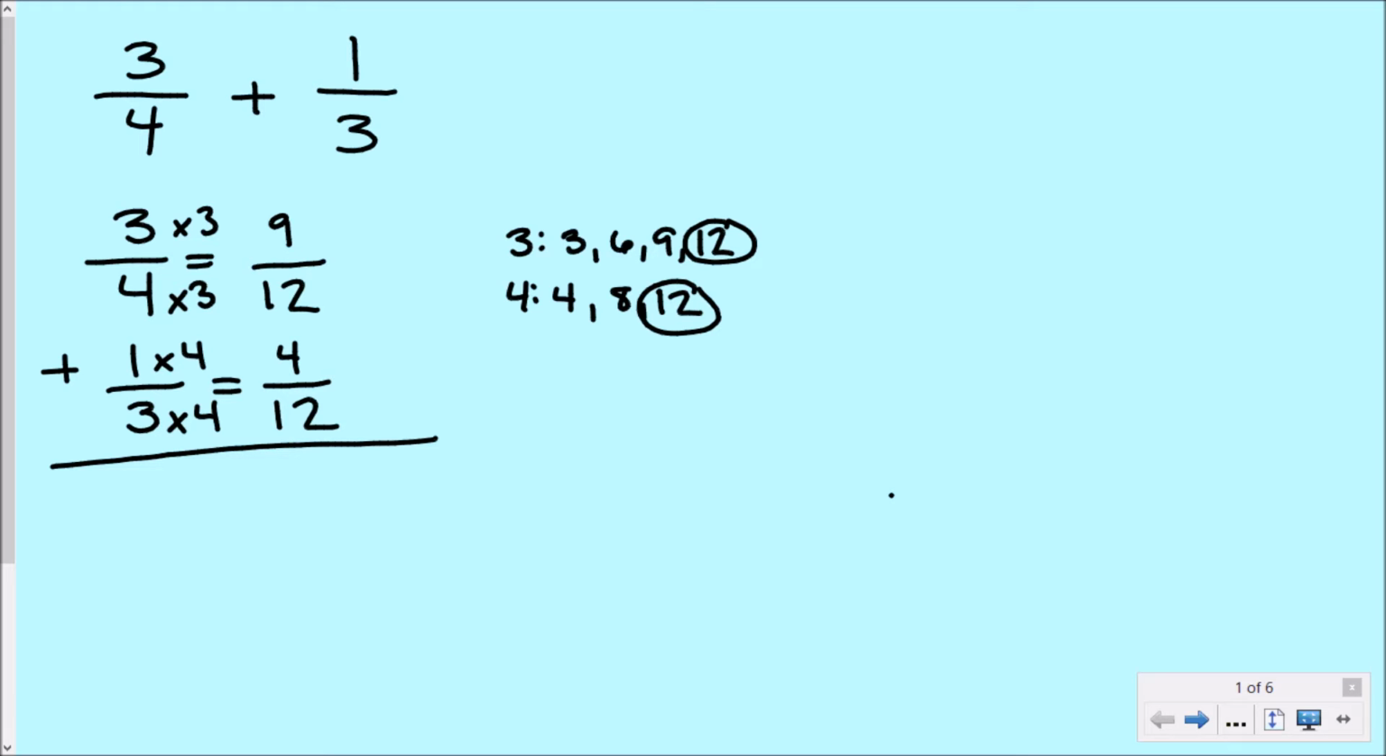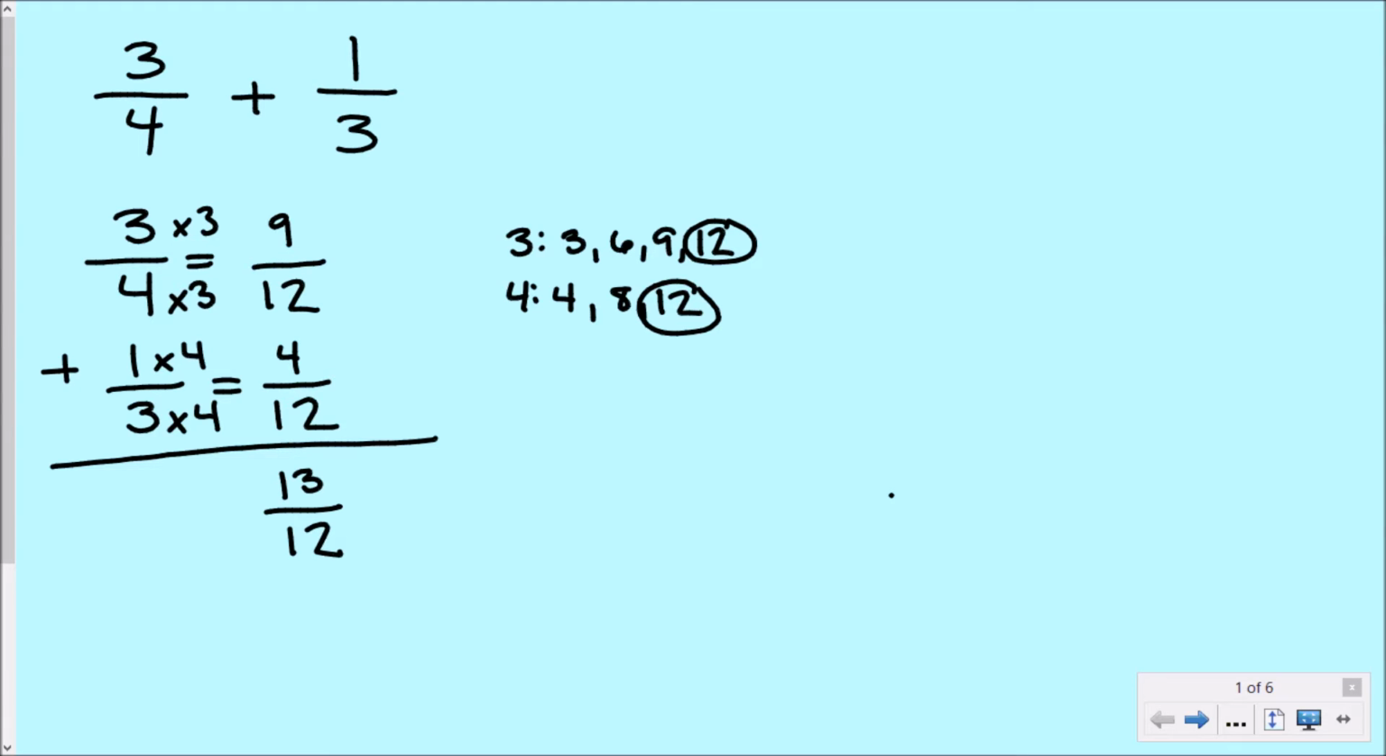Now I'm just going to simply add the two fractions together, but I do not add the denominators. I only add the numerators. So I'm going to end up with 13 twelfths when I add 9 twelfths and 4 twelfths. Right?